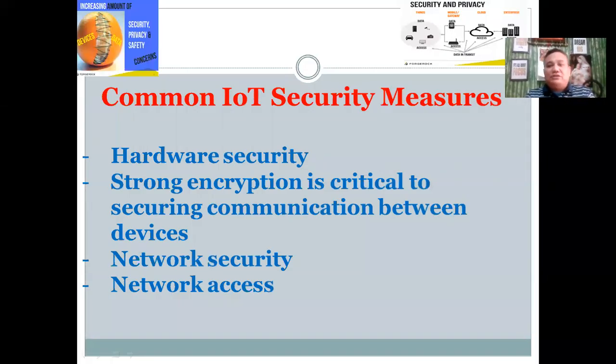Okay, under common IoT security measures, this will be the continuation of our IoT security. We have hardware security, as I mentioned earlier. Strong encryption is critical to securing communication between devices, and we may proceed to network security.